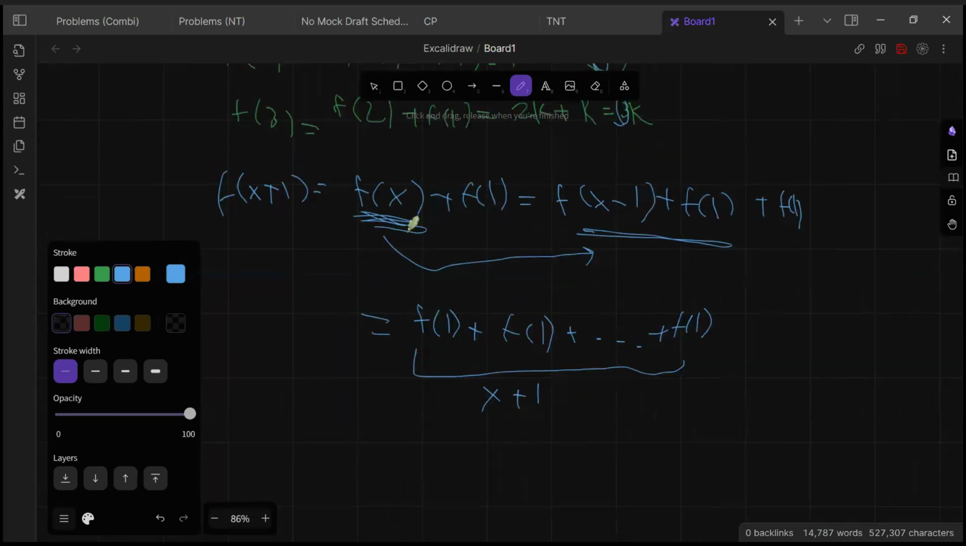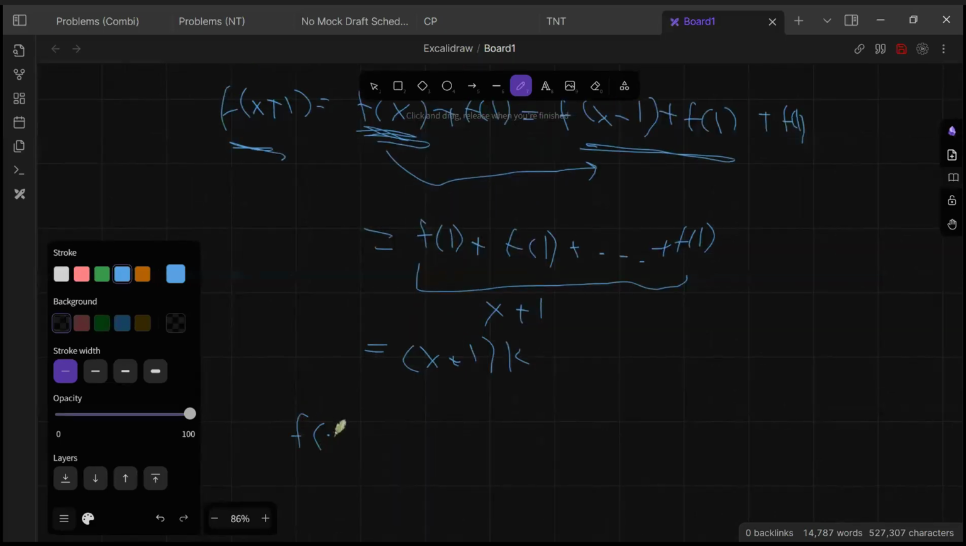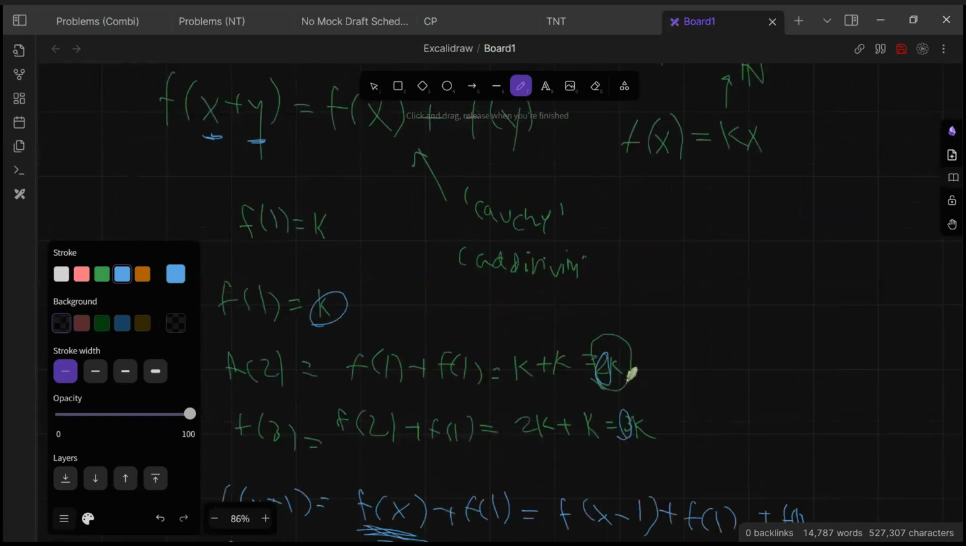So, I mean, probably should have not done. Okay. But yeah, this is going to be x plus 1 times f of 1, which is k. So f of x plus 1 is x plus 1 times k. Or rather, it's equivalent to say that f of x is x times k for all x. And we can see that all of these functions work.